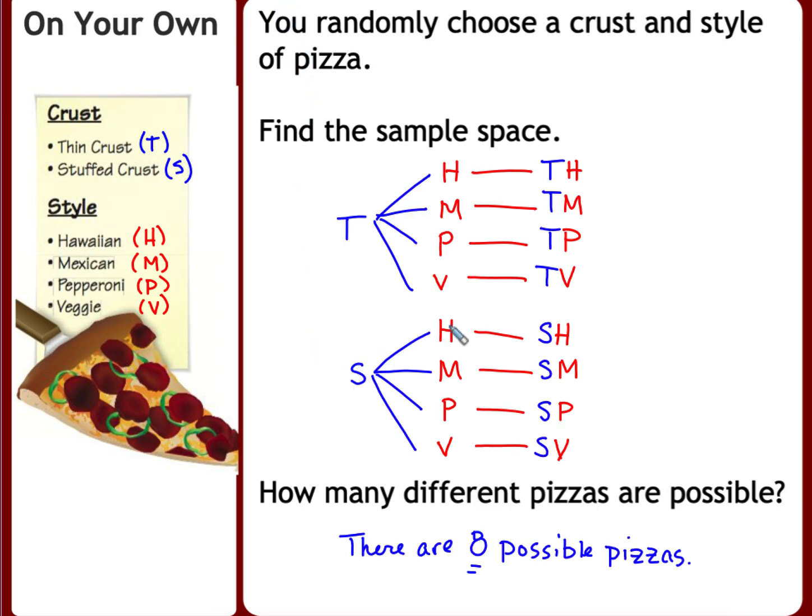So I made a tree, and here are the different possibilities. A total of 8 possible pizzas. Notice again, there are 2 crusts. There are 4 styles of pizza. 2 times 4 is 8 possible.